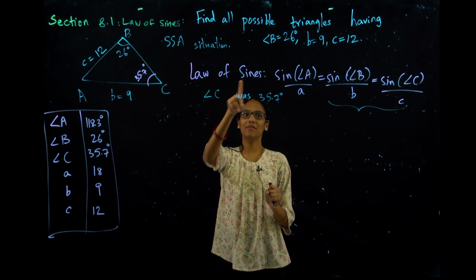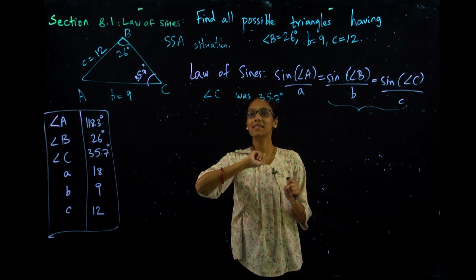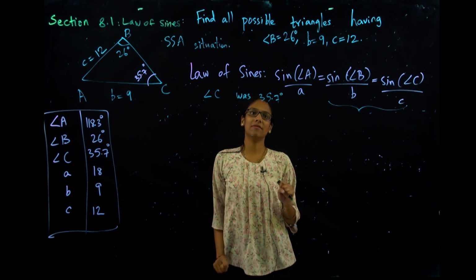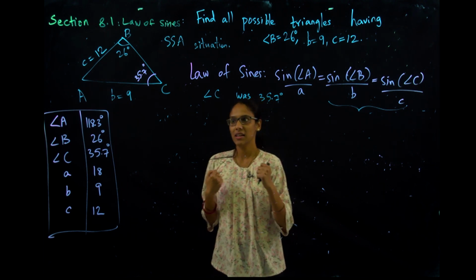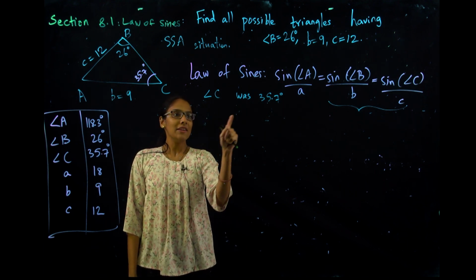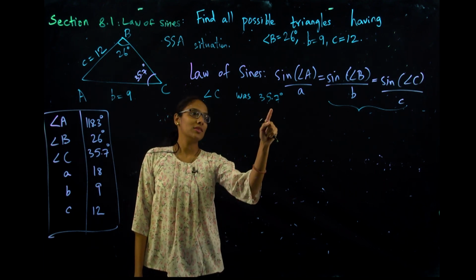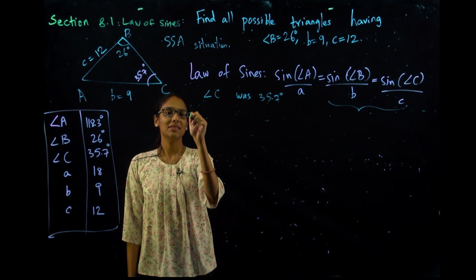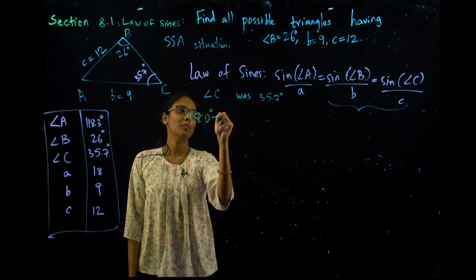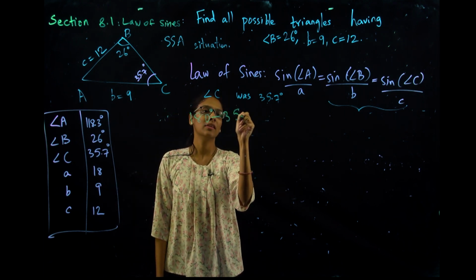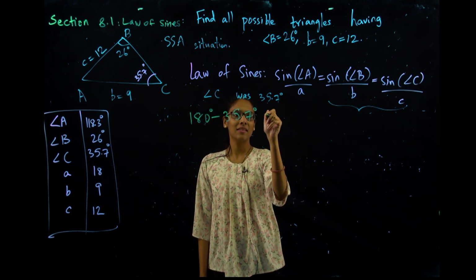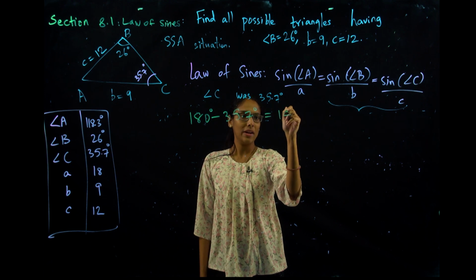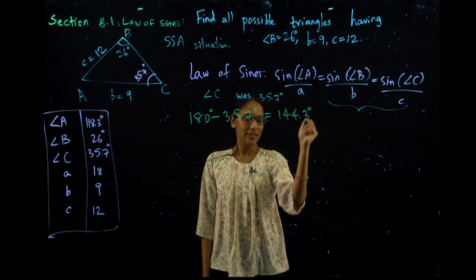Now here, the first thing we solved was for angle C, and we found out that to be 35.7 degrees. How do we look if there is another possible triangle? Here is what we do. Try to find the supplementary angle to this angle. Supplementary angle means 180 degrees minus this value, 35.7 degrees. And this is going to be 144.3 degrees.